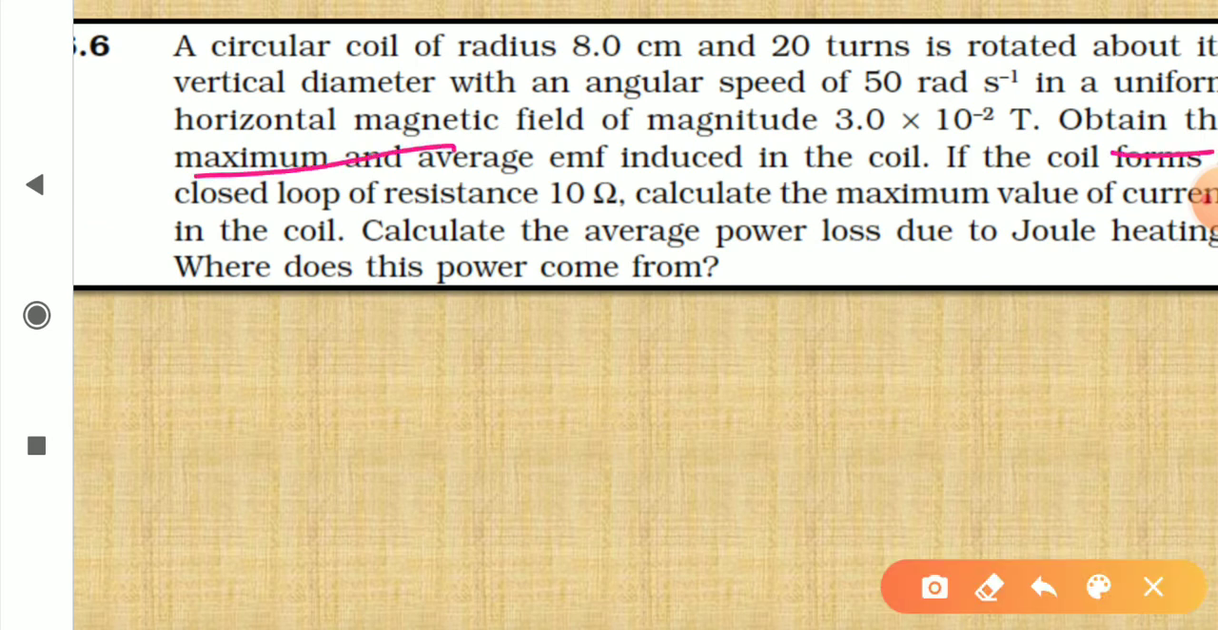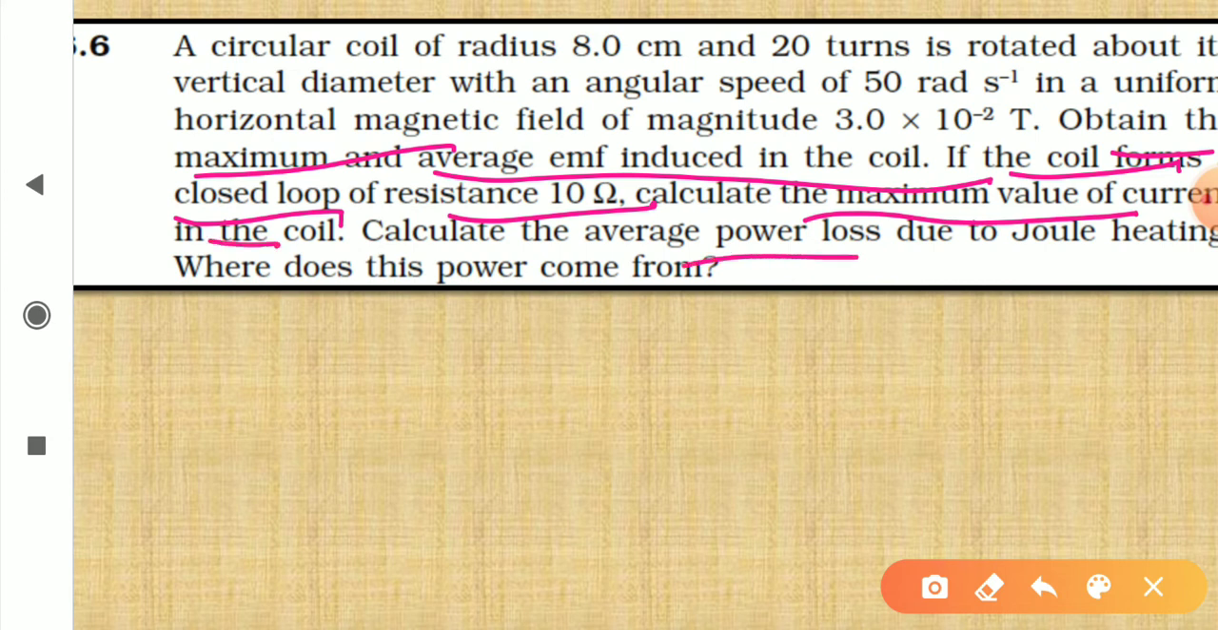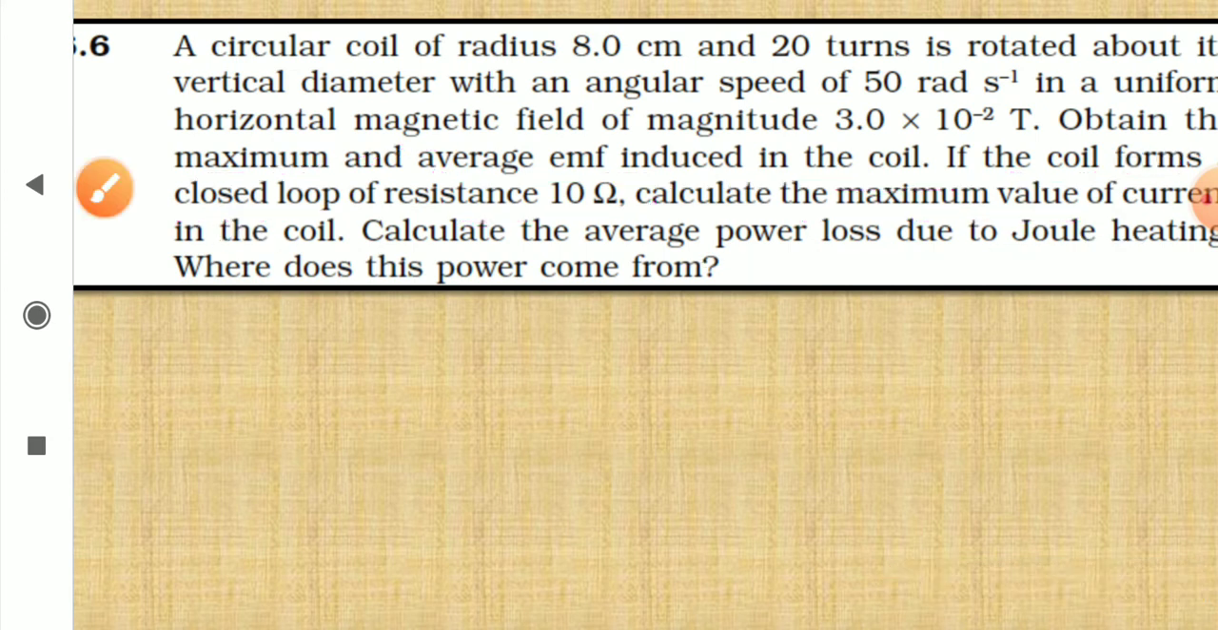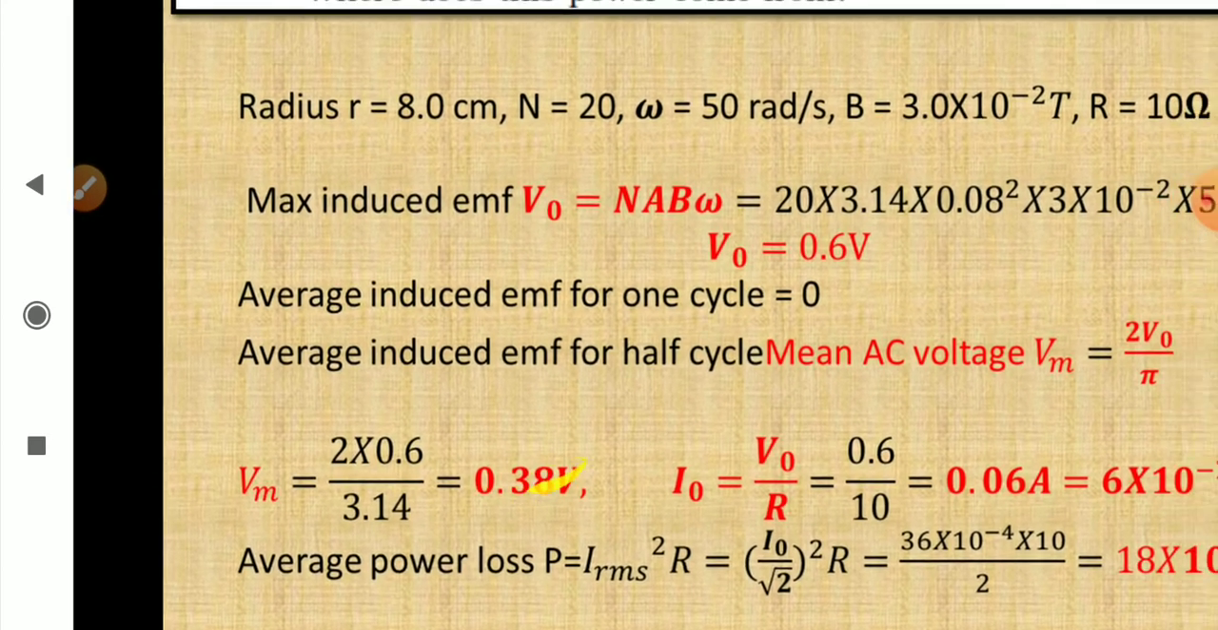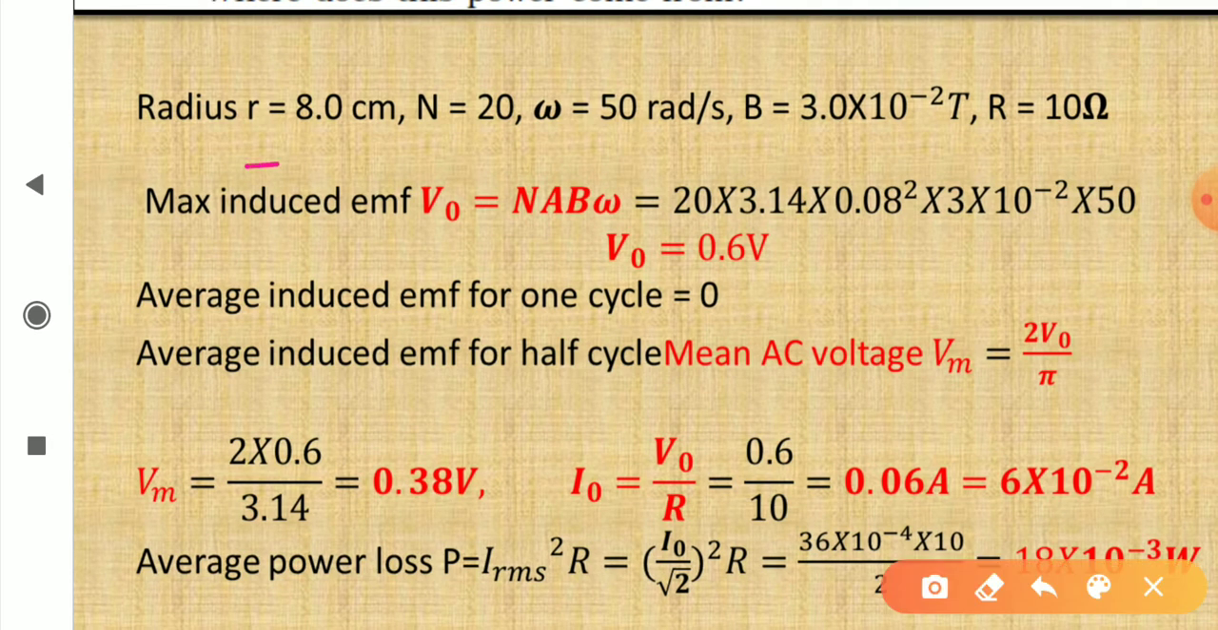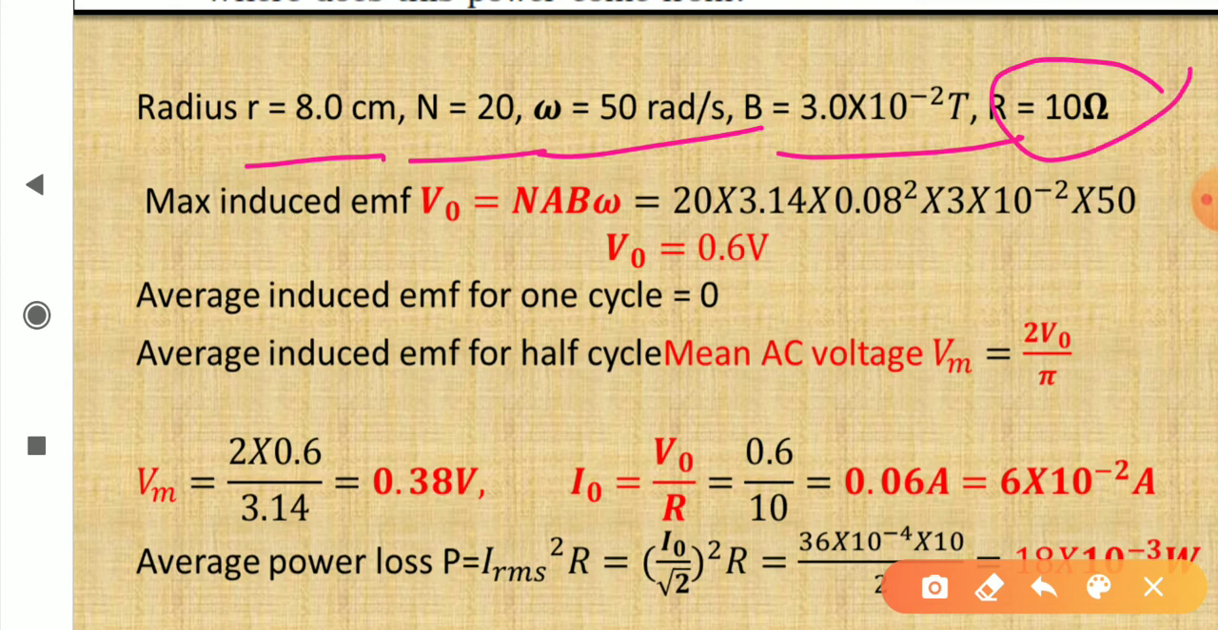So let's see what we have to find out. Obtain the maximum and average EMF induced in the coil, and if the coil forms a closed loop of resistance 10 ohm, calculate the maximum value of current in the coil and calculate the average power loss due to Joule's heating effect. So let us come to solution straight away. So radius is 8 cm, N is 20, omega is 50 radian per second, magnetic field is 3 into 10 raised to the power minus 2, and resistance is 10 ohm.